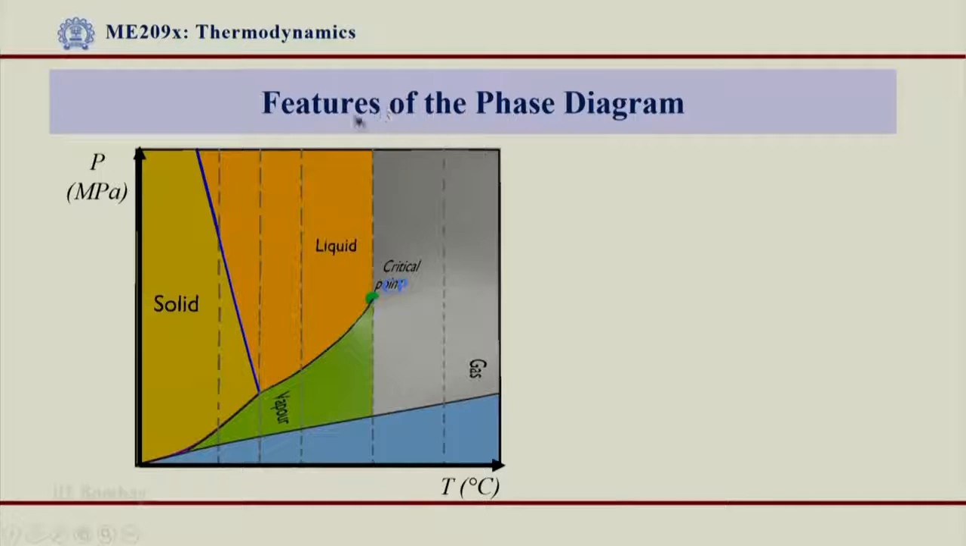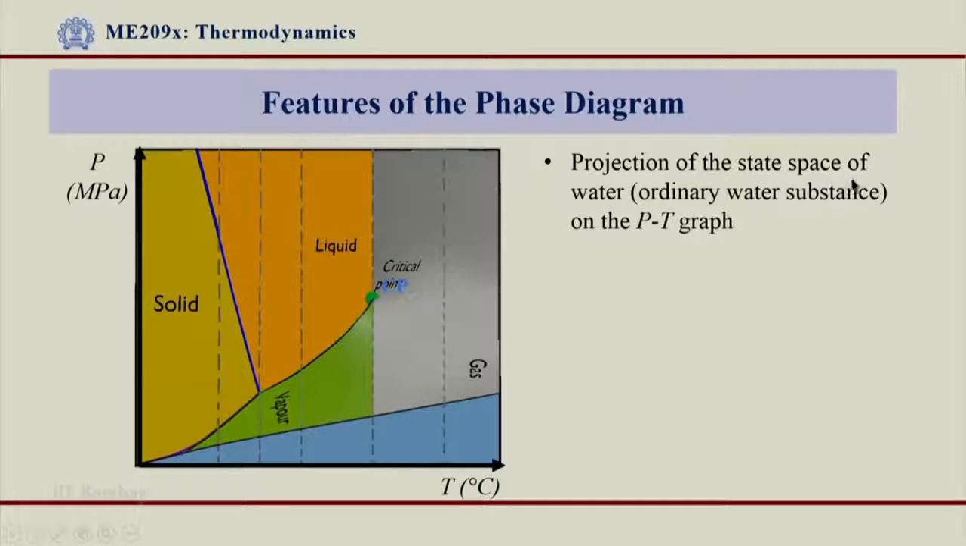Welcome back. After understanding the phase diagram of water in 3 dimensions and also in 2 dimensions, as I said earlier, we will normally refer the PT diagram and the PV diagram. Let us now see some features of this phase diagram. What I am showing here is a pressure temperature diagram that we have just seen. You can see solid, liquid, vapor region here and also gas in this region.